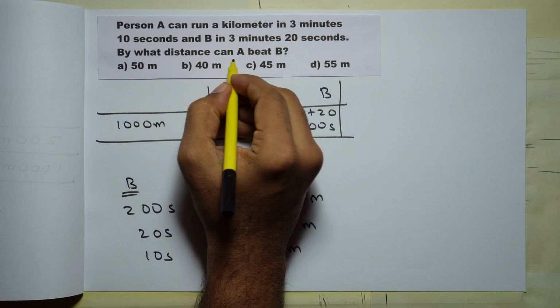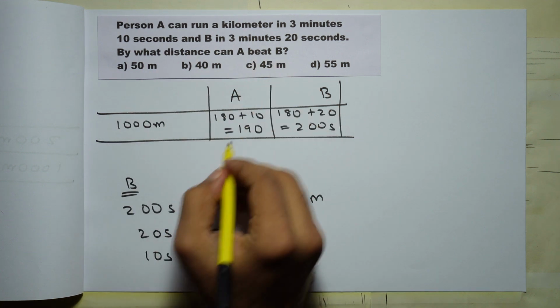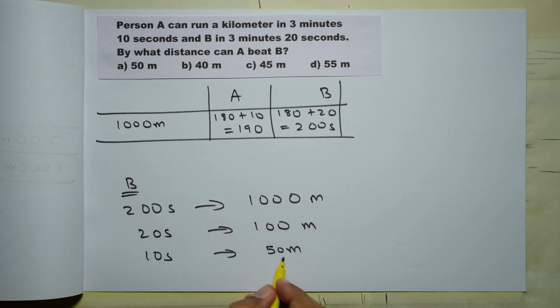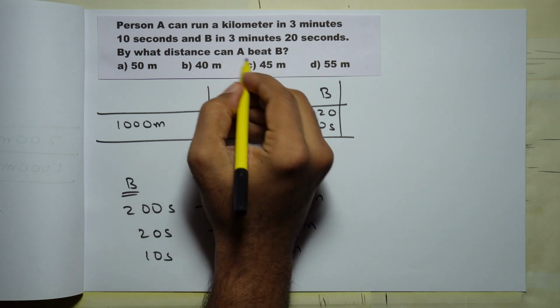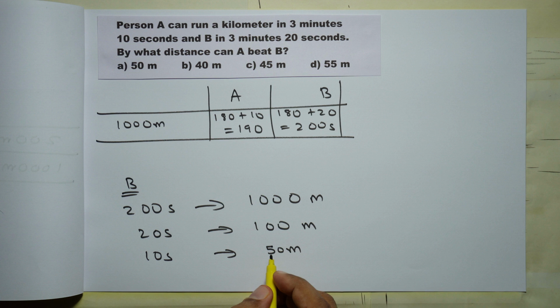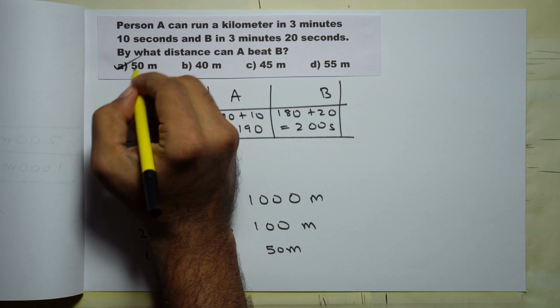So by what distance can A beat B? When A completes the race, B will be 50 meters behind. So A will beat B by 50 meters. So option A, 50 meters.